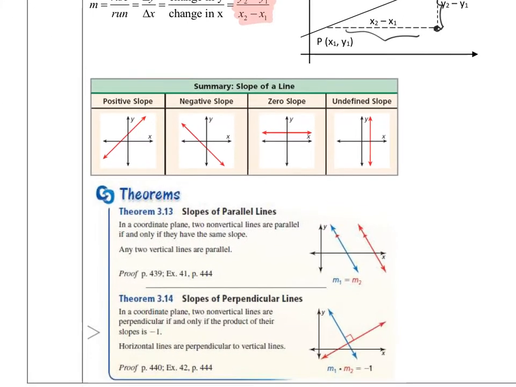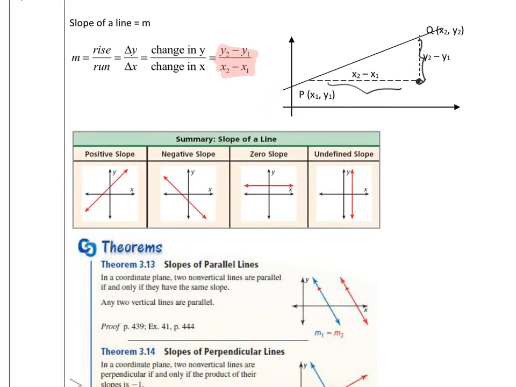Now, just to review again, if you have a positive slope, it goes from the lower left to the upper right. Negative would go from this way to this way, and then zero slope would be like this, with an undefined slope as being vertical.